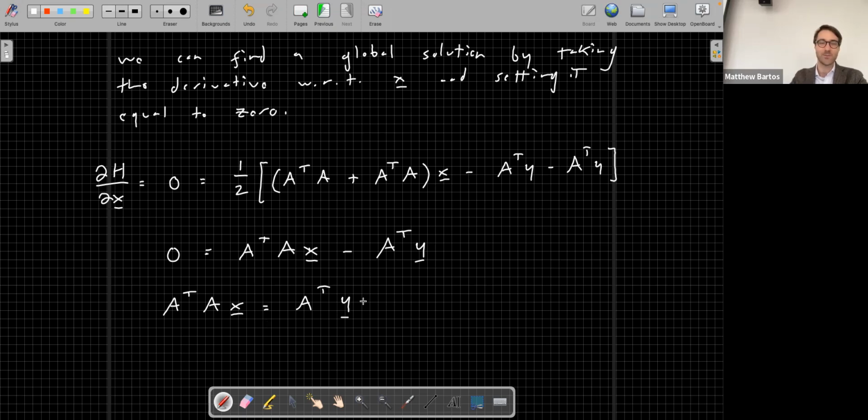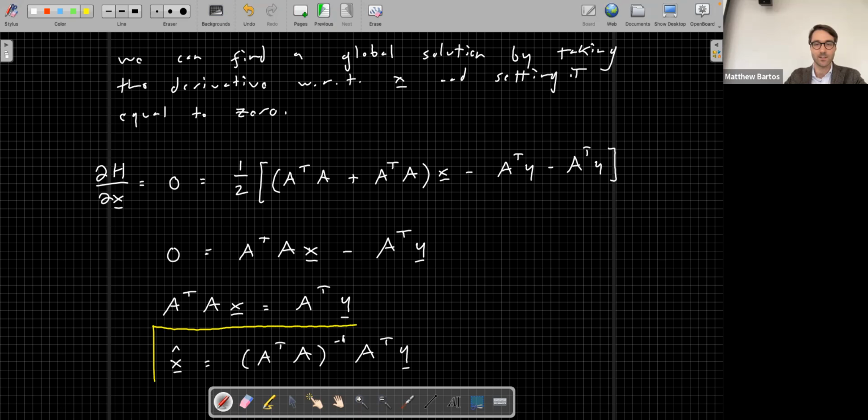What can we do to find X from this expression here? We can pre-multiply by something, right? Yeah, so it'll be (A transpose A) inverse. If we pre-multiply on both sides by (A transpose A) inverse, we will get X hat, our optimal X, is equal to (A transpose A) inverse times A transpose Y. So this is our expression for the X that minimizes the error between AX and Y.